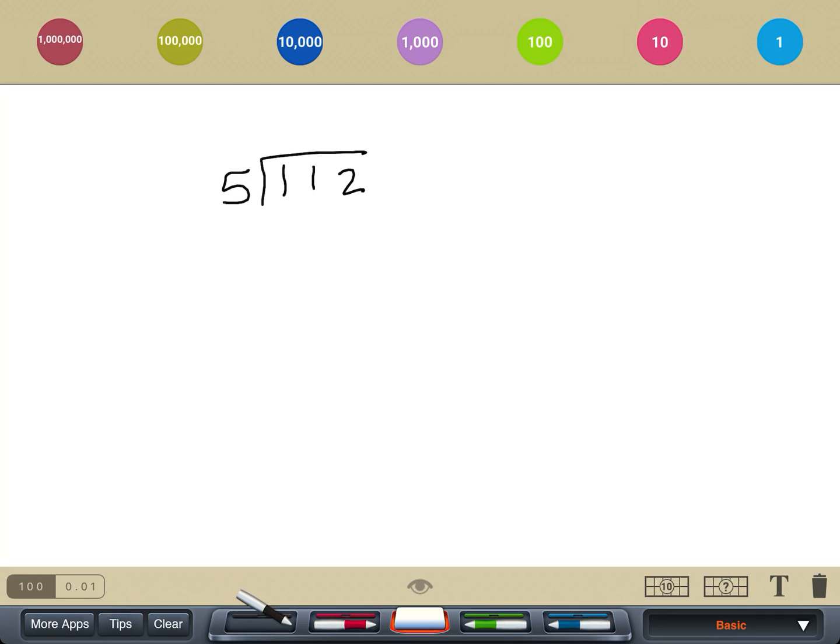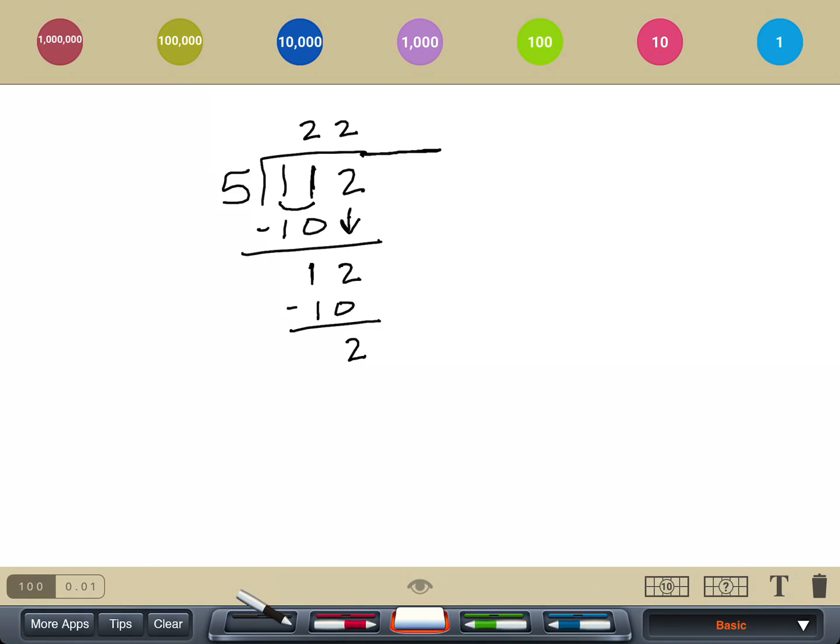Okay, if you remember, we thought of these as 11 tenths. We said we could put 2 tens in each of the 5 groups, using 10 of those tens and having 1 ten left over. And then we're going to bring down our 12 ones. We said we could divide those 12 ones into 5 groups, put 2 ones into each group, and we will have used 10 ones, and we have 2 ones left over.